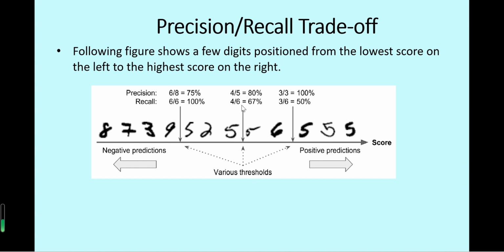If we set the threshold here, there are 2 fives in this area. In total there are 6 actual fives, but 4 are classified as 5 and 2 are missed because of where we set the threshold. So the recall is 4 of 6, which means 0.67, right?